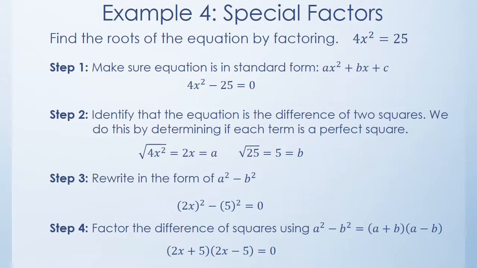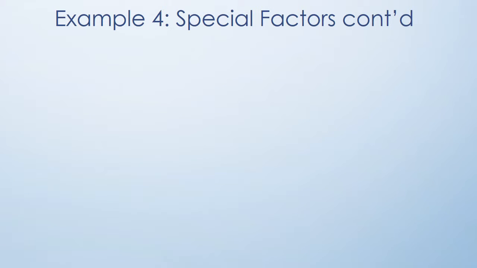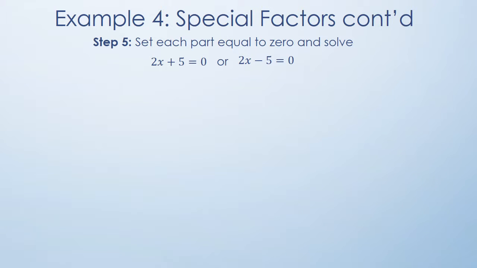From there, I have two separate parts. I know that multiplying anything by 0 ends up being 0, so I can set each part equal to 0. So 2x plus 5 equals 0, or 2x minus 5 equals 0. Now you're just doing your basic algebra skills that you're good at. For the first one, we subtract 5 from both sides and divide both sides by 2. You get x equals negative 5 over 2. For the other one, you add 5 to both sides and divide both sides by 2, and get x equals 5 over 2.